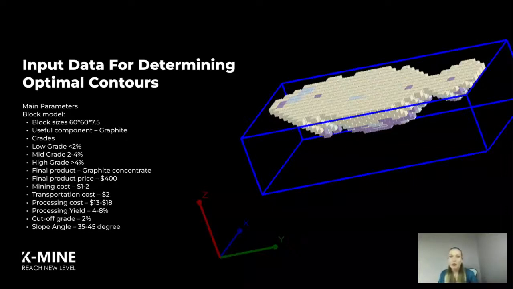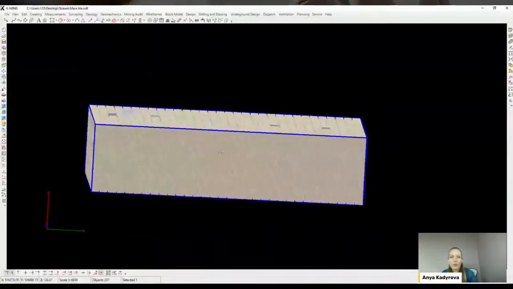The yield ratio will also be correlated in the range of 4 to 8%, and the cutoff grade will be taken at the level of 2%, as preliminary iterations have shown that under the given conditions, this is the optimal parameter that brings the most profit at the strategic planning stage. Well, we'll take the slope angles from 35 to 45 degrees, which are distributed over the conditional zones. So let's proceed directly with the creation of the scenario.